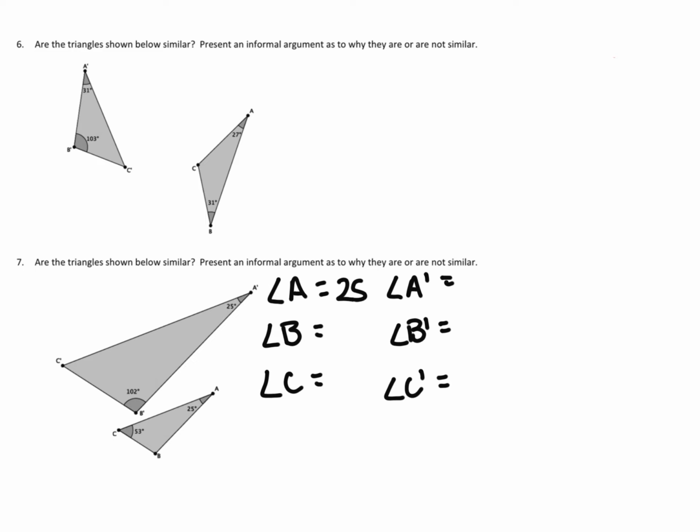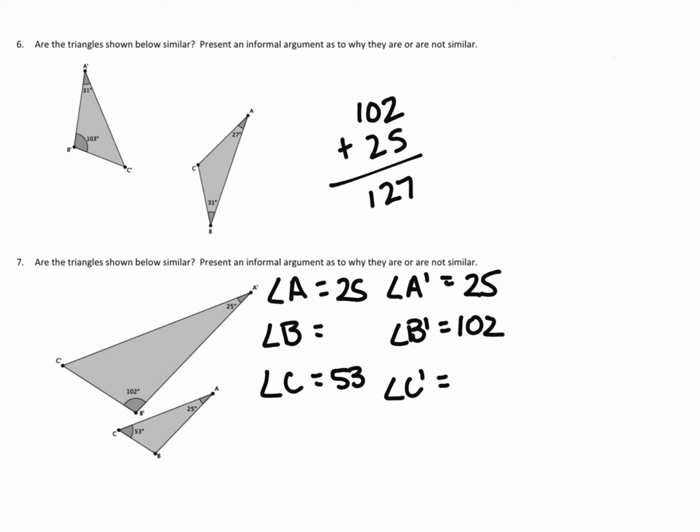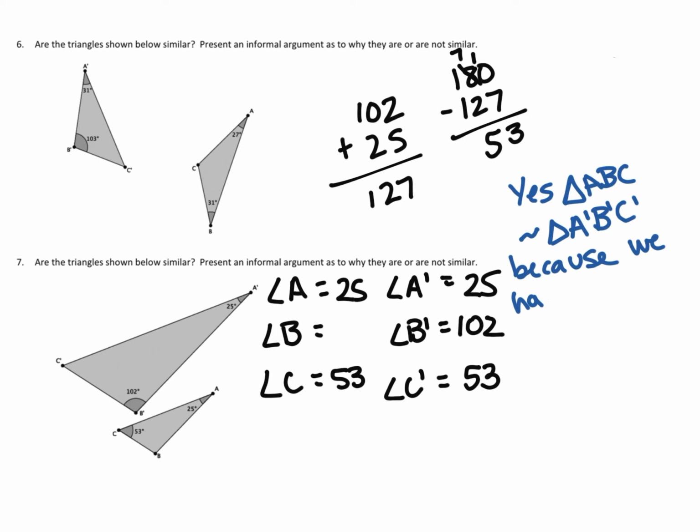Angle A is 25, angle B is not given, angle C is 53. A prime is 25, B prime is 102, and C prime is not given. If we add 102 and 25 together, we get 127. Then we need to take that away from 180 to figure out what that missing piece is. 10 minus 7 is 3. 7 minus 2 is 5. So C prime must be 53, which means they are similar, and our reasoning is going to be the same.